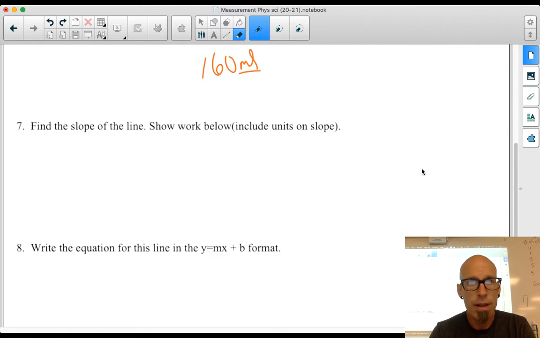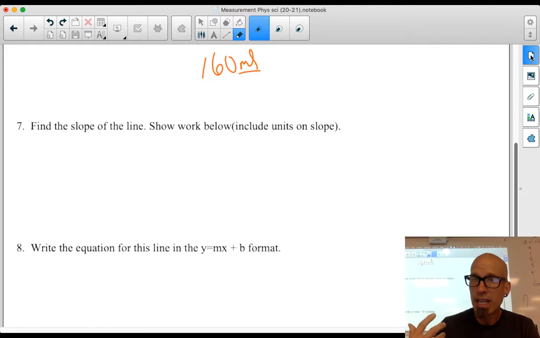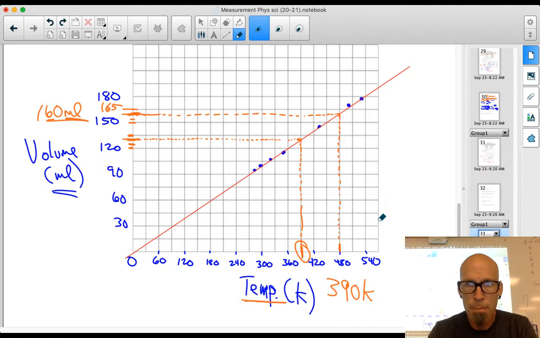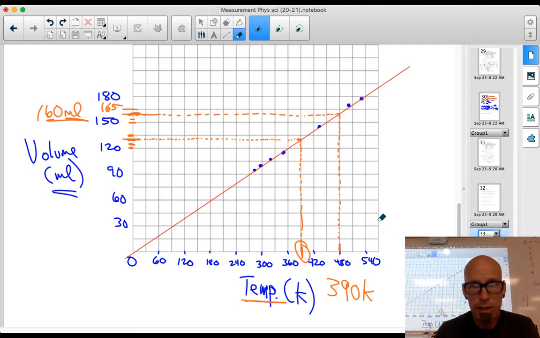Last thing, find the slope of the line and show your work below. Now you're going to have to sketch some things on the graph, but you're going to show your work where the question is being asked. I hope you're listening to that. So you could use the points we just found to find your slope.